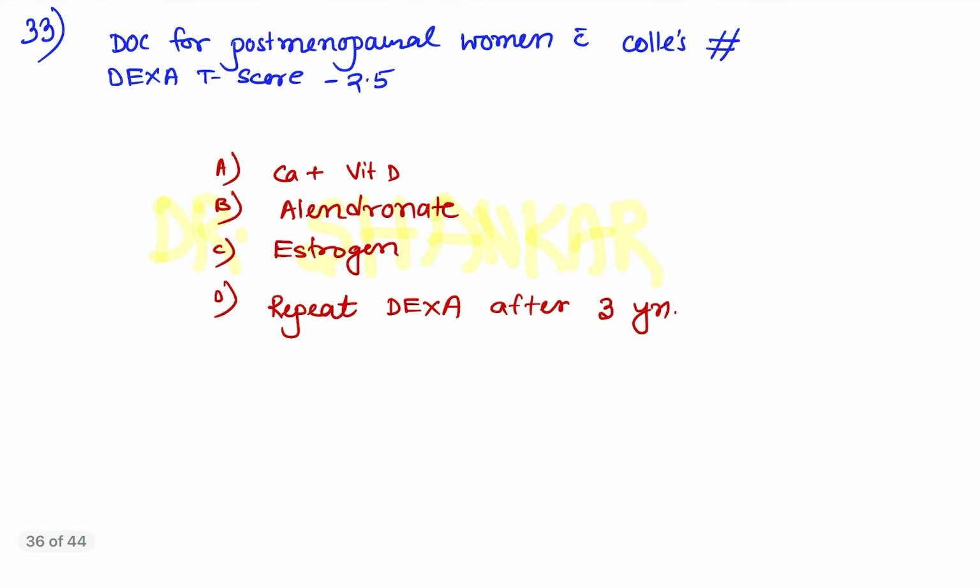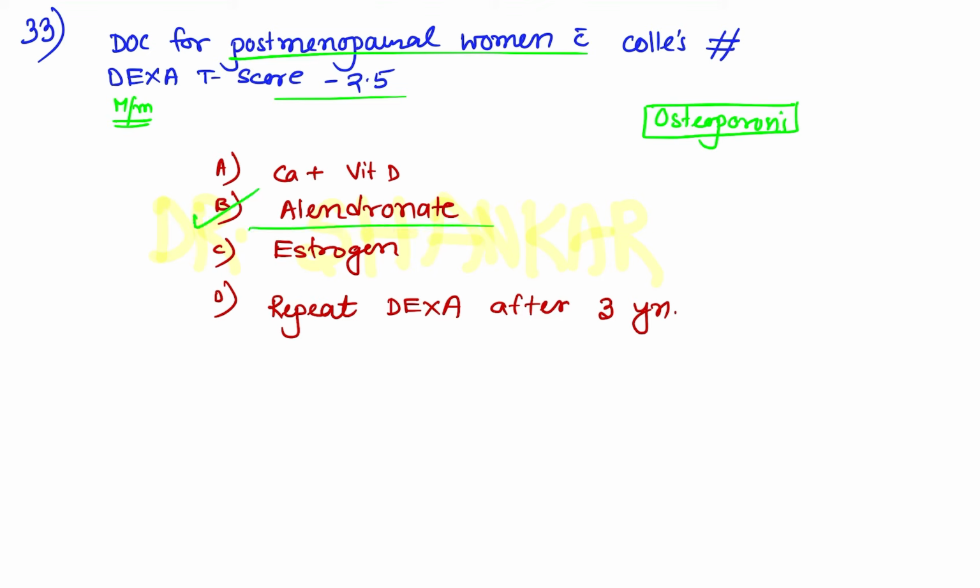Coming to question number 33, this was a clinical scenario based question. Drug of choice for a post-menopausal woman with Colles fracture, DEXA scan showing T-score of -2.5. What is the proper management plan? So this is osteoporosis in a post-menopausal female. And what is the right management for this case? Start alendronate. So this is the answer, alendronate, one of the bisphosphonate group of drugs.